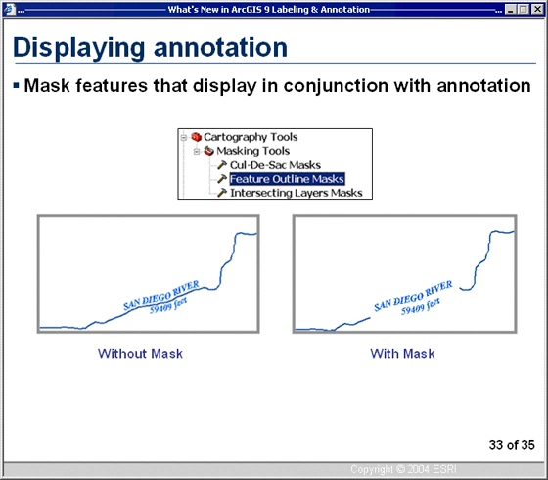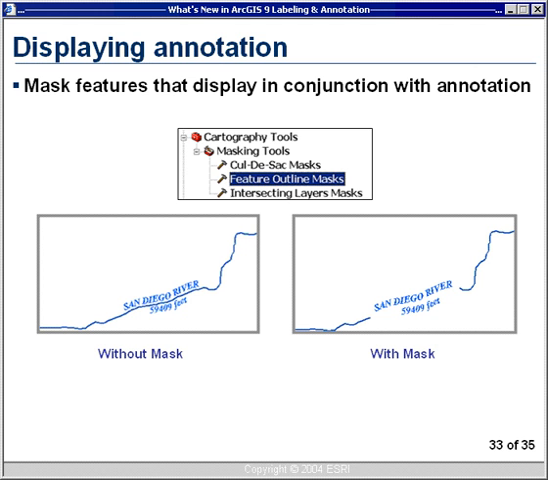There are several new masking tools in the Cartography Tools toolbox that will help you with this. The Feature Outline Mask tool in particular creates a polygon feature class that stores a mask for each feature in the input feature class. You will use this functionality to display dark annotation on a dark image or to mask out part of a feature that displays in conjunction with an annotation feature.